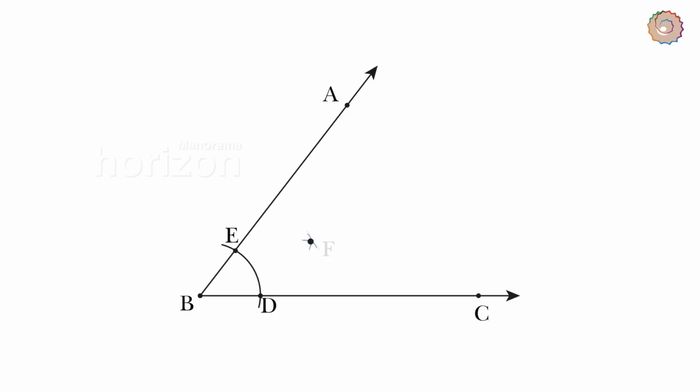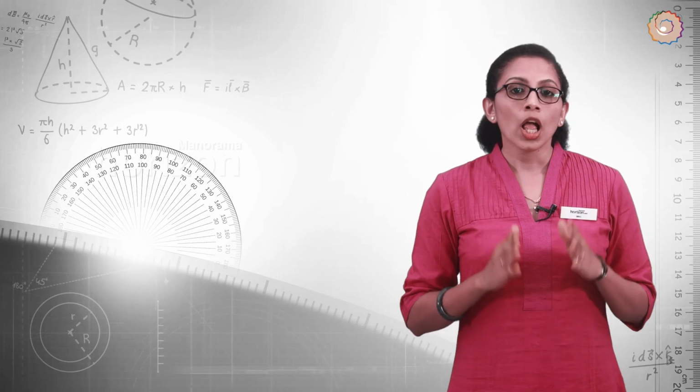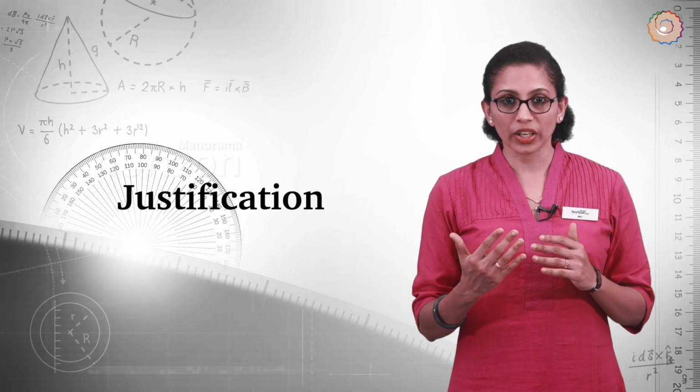Now, mark the point as F. Join BF. So, BF is the required bisector of the angle ABC. Along with this, you need to give the justification.